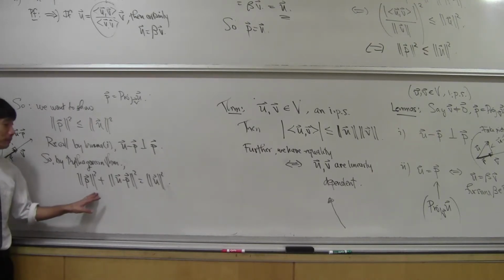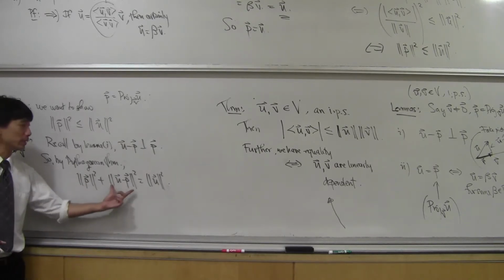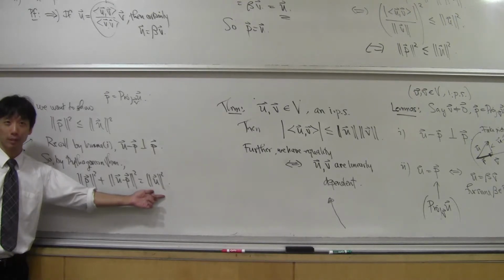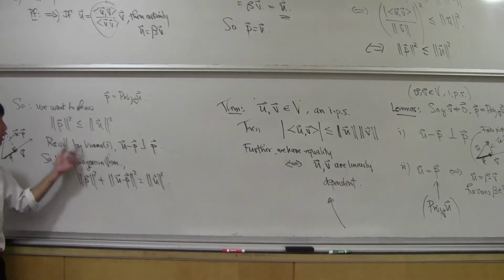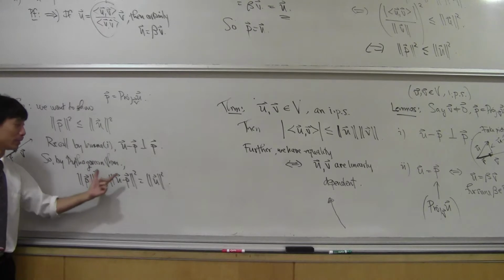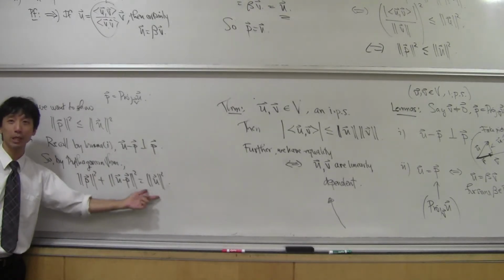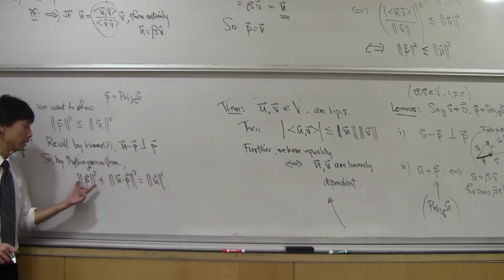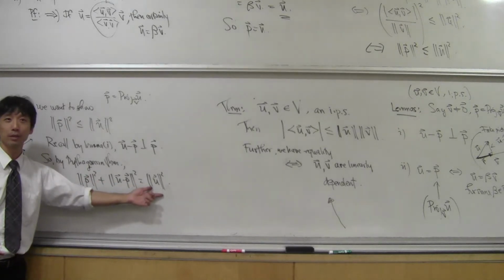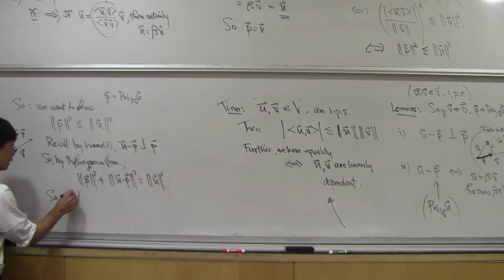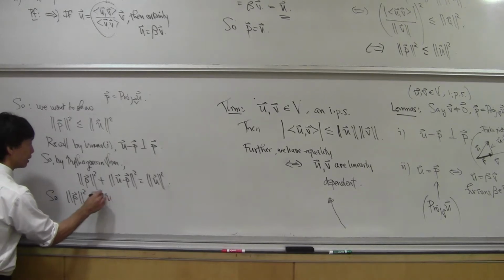Okay, so the magnitude of P squared plus this thing is equal to the magnitude of U squared, right? What are we trying to show? We're trying to show that the magnitude of P squared is less than or equal to the magnitude of U squared. But we're done, right? Because the magnitude of P squared plus something is the magnitude of U squared, so this has got to be smaller than that. So the magnitude of P squared is definitely less than or equal to the magnitude of U squared.